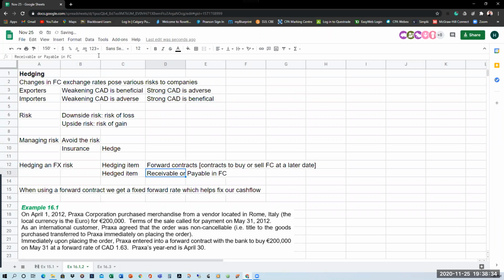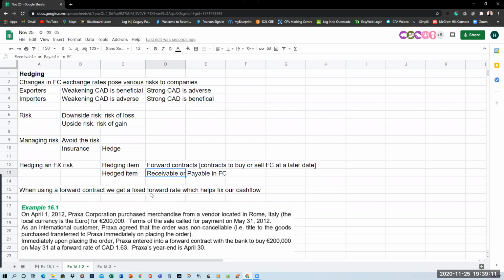right? So you are not going to buy or sell the foreign currency immediately. You are going to do that at a later date. However, you get a fixed rate now when you sign the forward contract. You sign the contract, you're guaranteed an exchange rate, right? You're guaranteed an exchange rate. So you won't lose money because you're guaranteed the rate.